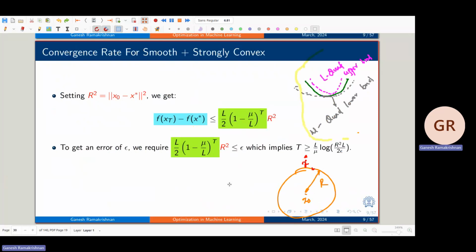So here's the kind of summary. Earlier we had t greater than or equal to 1 upon epsilon. We start with epsilon squared and then epsilon. Now it is log of 1 upon epsilon.